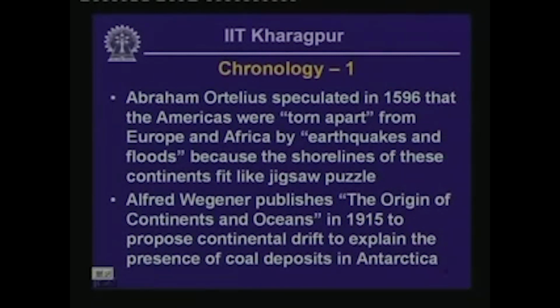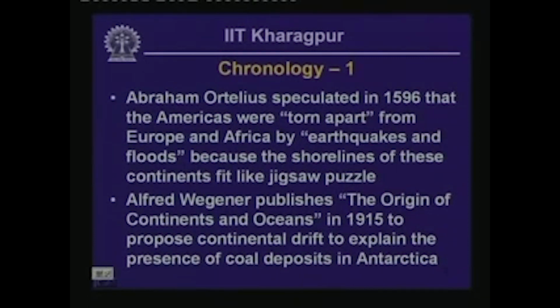Then the first person actually to propose the theory of plate tectonics and put it in a scientific light was Alfred Wegener. He is a German meteorologist. In fact, he published his work, The Origin of Continents and Oceans, in 1915, and in that he proposed the continental drift theory to explain the presence of coal deposits in present day Antarctica.